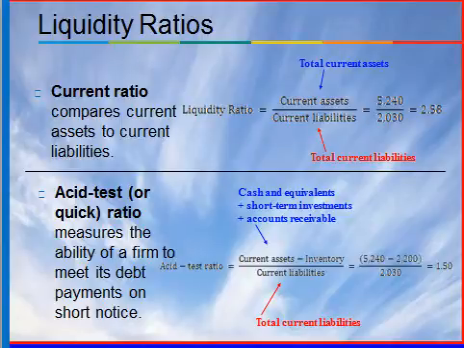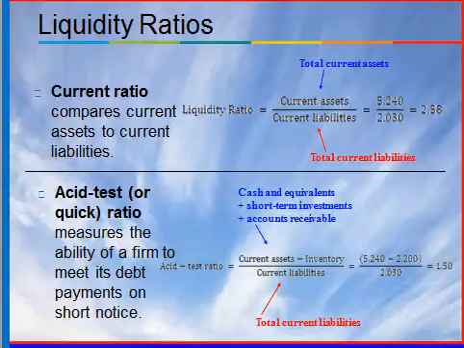Liquidity is defined as the ability to convert an asset to cash quickly without a loss in value. Liquidity ratios measure a firm's ability to meet their short-term obligations when they must be paid. So if I'm loaning you money, I want to know if you have the ability to pay me back. These are 2 commonly used liquidity ratios. We have the current ratio, which compares current assets to current liabilities, and we have the acid test or quick ratio, which measures the ability of a firm to meet its debt payments on short notice. The acid test or quick ratio is more conservative. It takes inventory out of current assets, since inventory isn't as liquid as cash and other current assets.